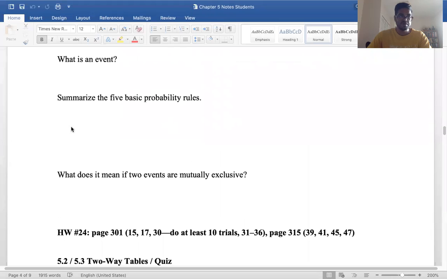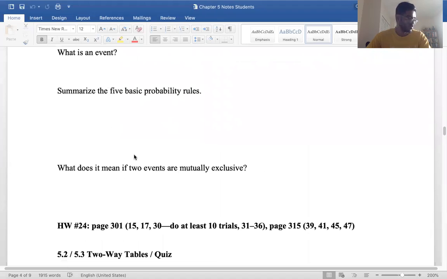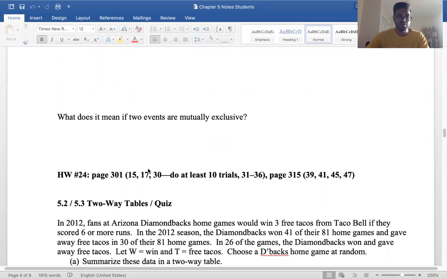Now the 5 basic probability rules. We already talked about this, so I'm not going to rewrite them again. Your 5 basic probability rules are: it's got to be between 0 and 1. It's got to add up to 1. The complement, which is the likelihood that something's not going to happen, is 1 minus the probability that it does happen. If all outcomes are equally likely, then the probabilities are the same. And if they're disjoint, then you can add the 2 probabilities together to find both.